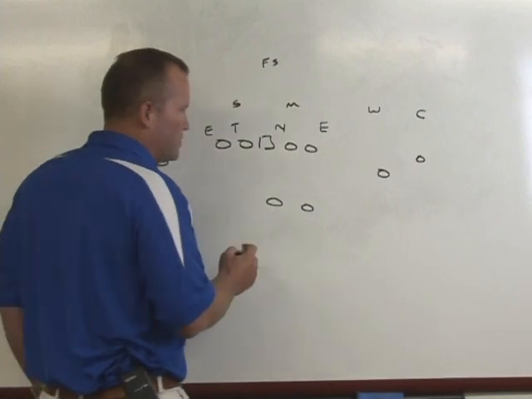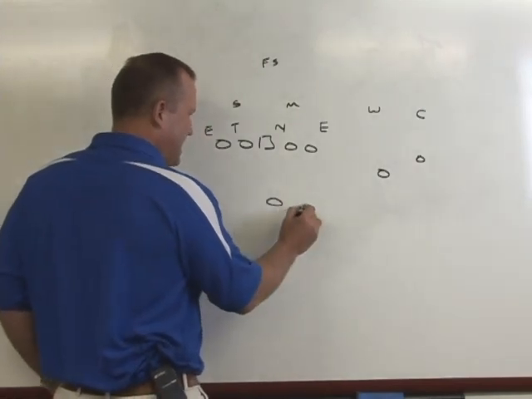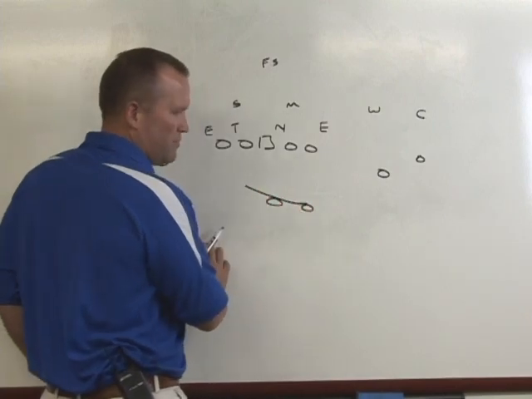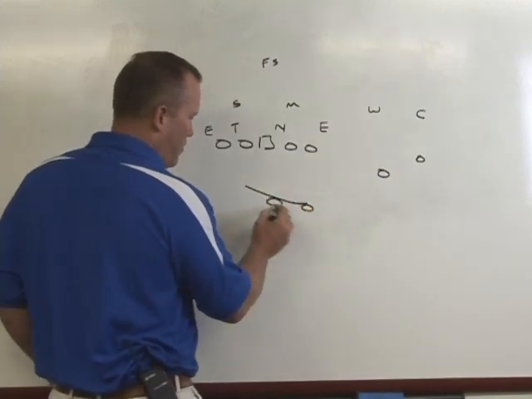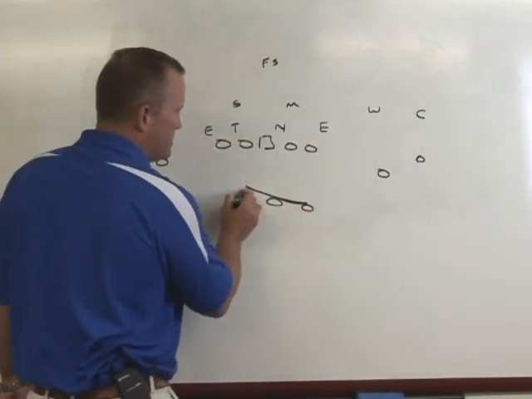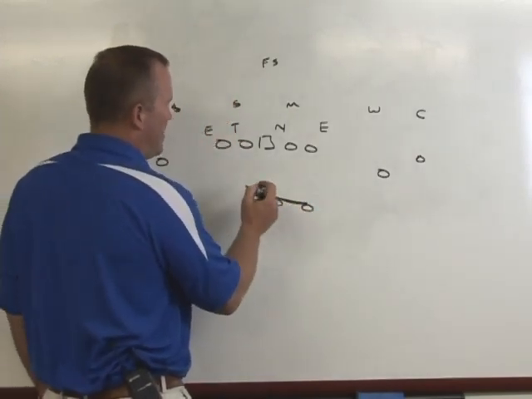Okay, so what we want to do is start out by selling the zone action. So everything in the backfield is going to look like zone. Our quarterback will take the snap and he's going to ride the running back across, and really sell that zone action.